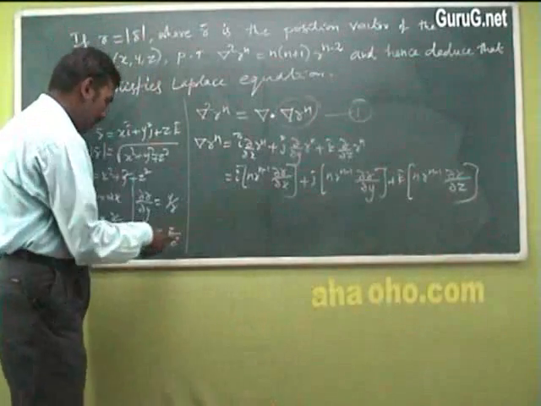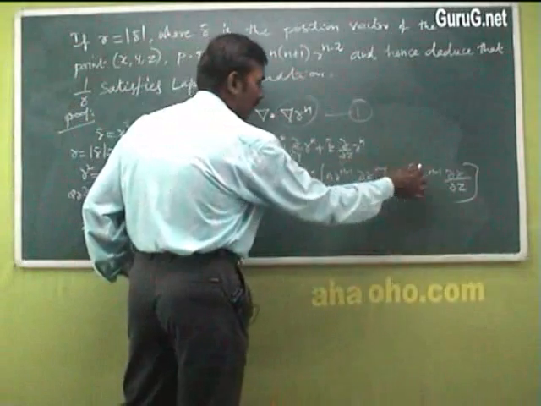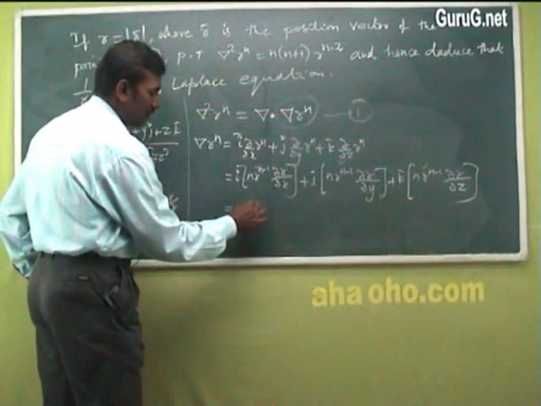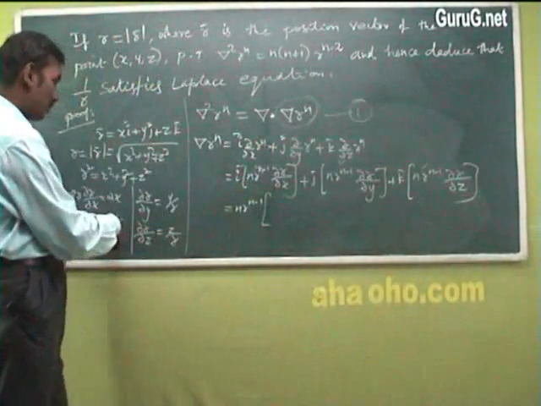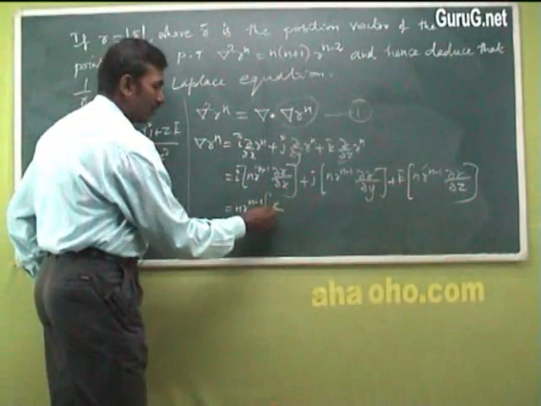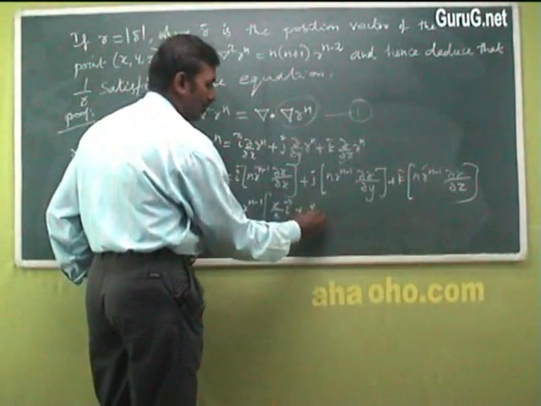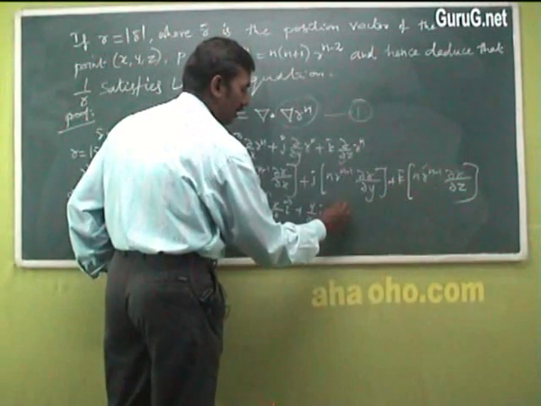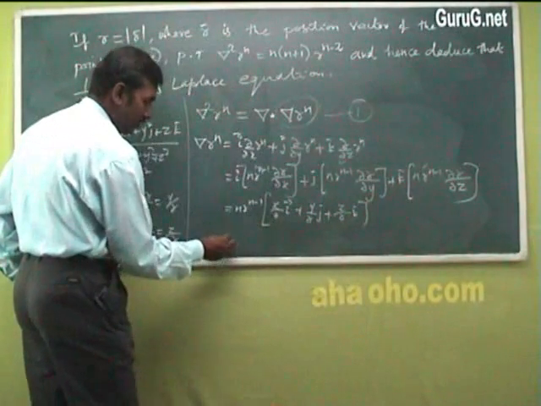So ∂r/∂x is x by r. Now we can take n into r power n minus 1 outside as common, right? So n into r power n minus 1 into, ∂r/∂x is x by r, so x by r into i vector plus y by r into j vector plus z by r into k vector. So you can take 1 by r outside.